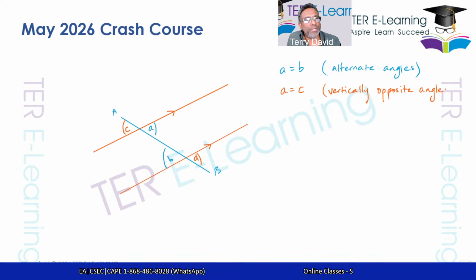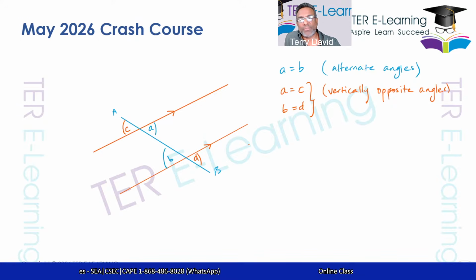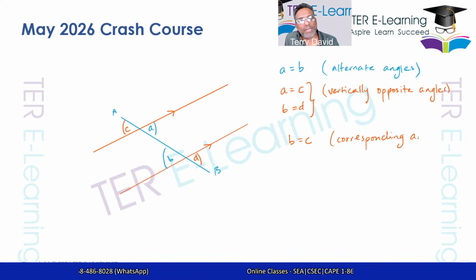Now this vertically opposite angles rule applies to A and C, and it also applies to B is equal to D as well. So these two angles here are vertically opposite as well. Now, apart from that, we have something called corresponding angles. For example, angle B and angle C are equal to each other because they are corresponding angles, right? Corresponding angles.